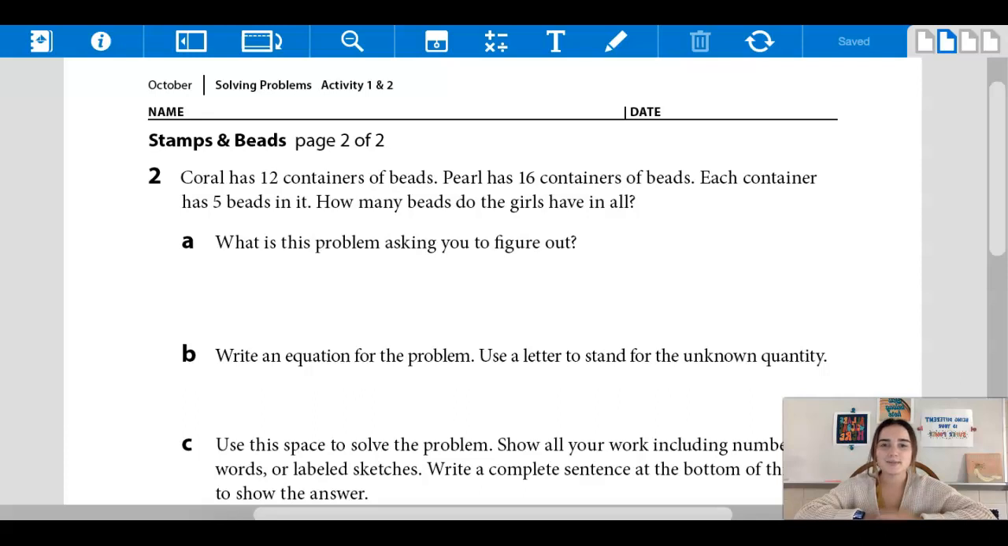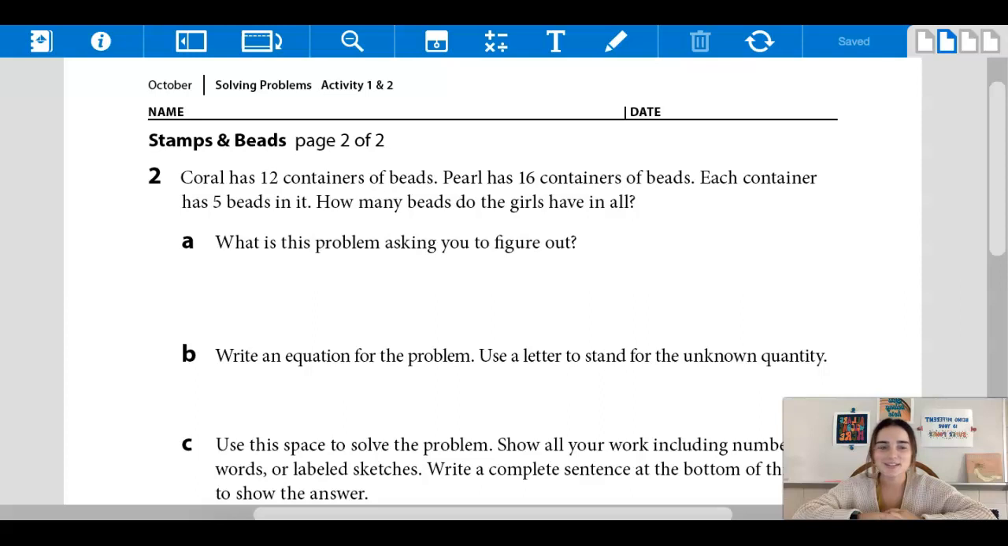Hi, fourth grade. For Number Corner today, you will need your Number Corner book and a pencil. We are going to be completing page 20. And after you watch this video and have your page completed, you need to make sure you take a picture of the page and submit it to the assignment in your homeroom teacher's course.